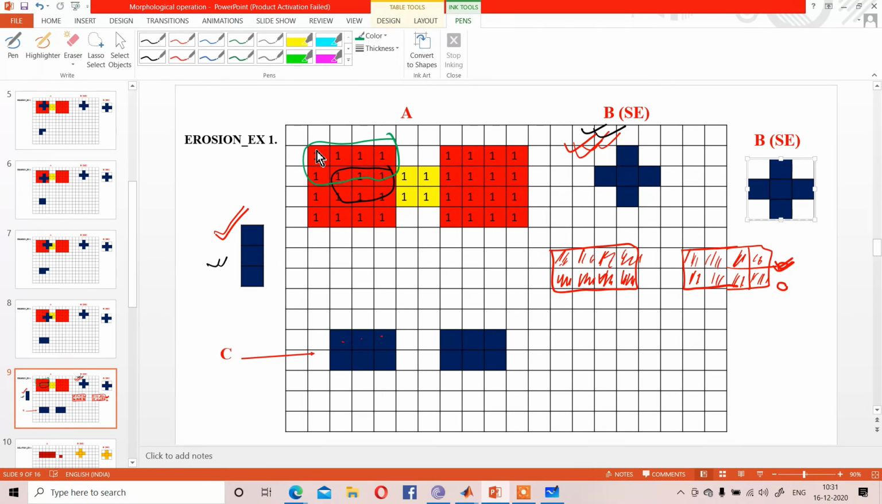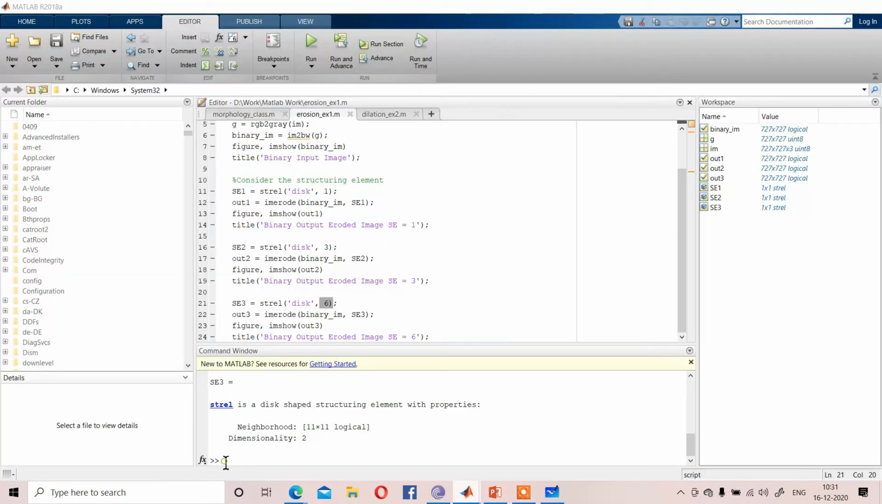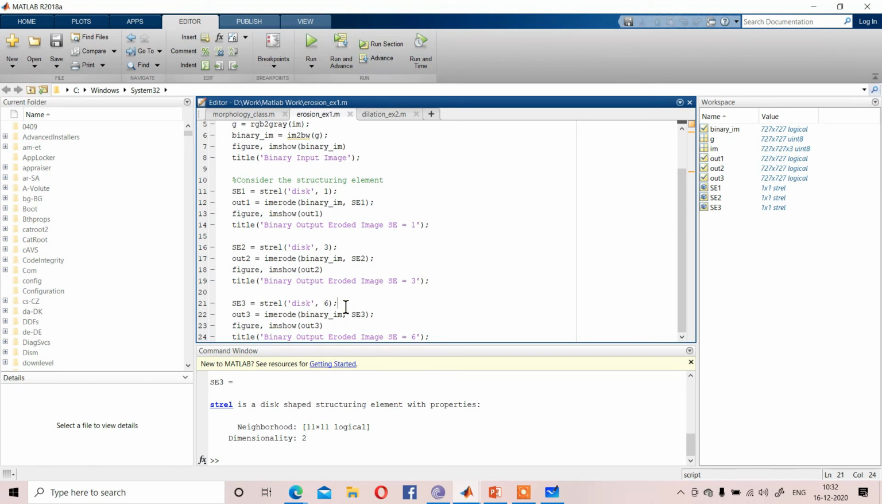It's 3 cross 3, it will match to 5 cross 5. So the number of neighborhood pixels will increase, so obviously the result that you will get will be less. So whenever you use the structuring element, you are removing the maximum number of pixels from the image. Okay, clear or not?